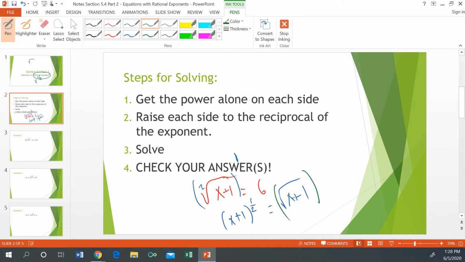3x raised to the 3/4 equals 27. Now we want to raise everything to the 4/3, because the reciprocal of 3/4 is 4/3. Take a look, the exponents go away. You're going to just be left with your 3x.